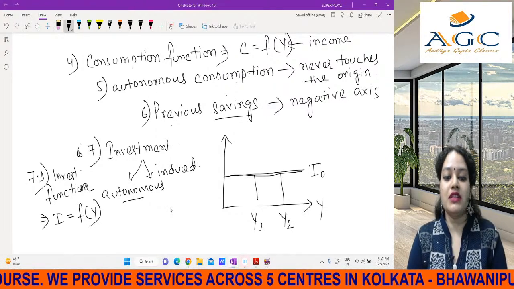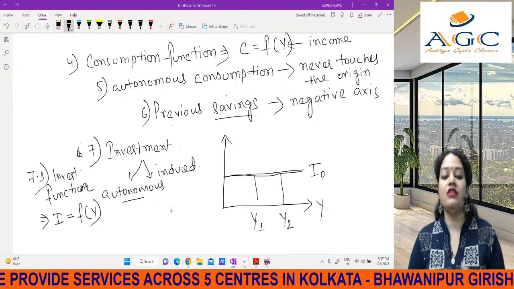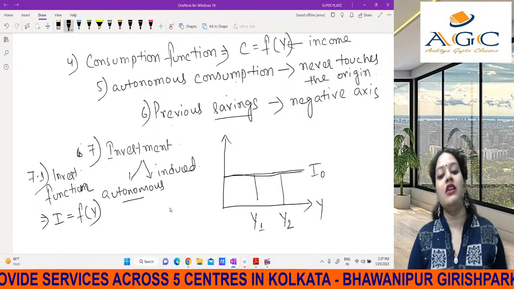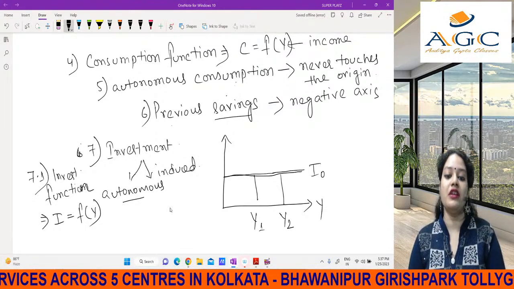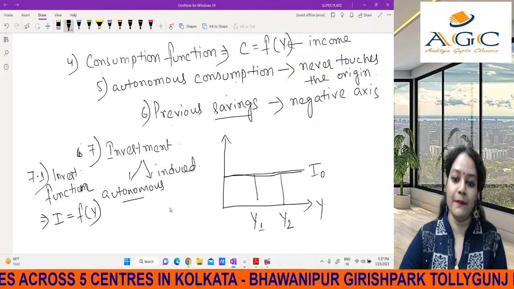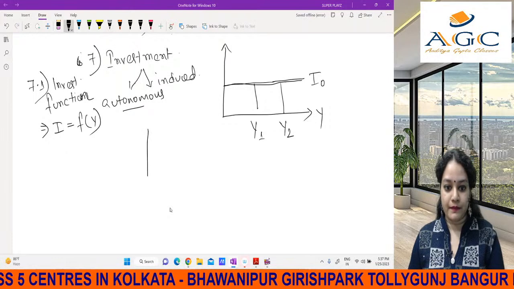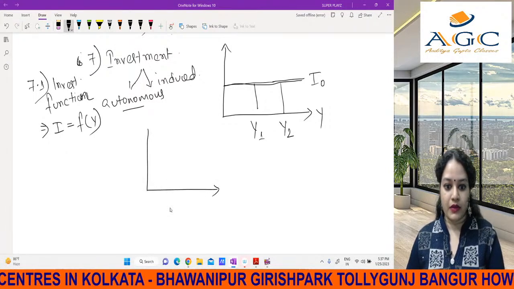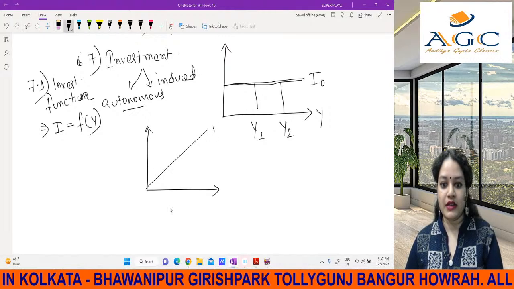What is induced investment? Exactly the opposite. Induced investment as in when your levels of income will increase, your investment will also increase, and when your income will decrease, your investment will also decrease. Clear? I am doing the diagram for that as well. So this is your investment line.